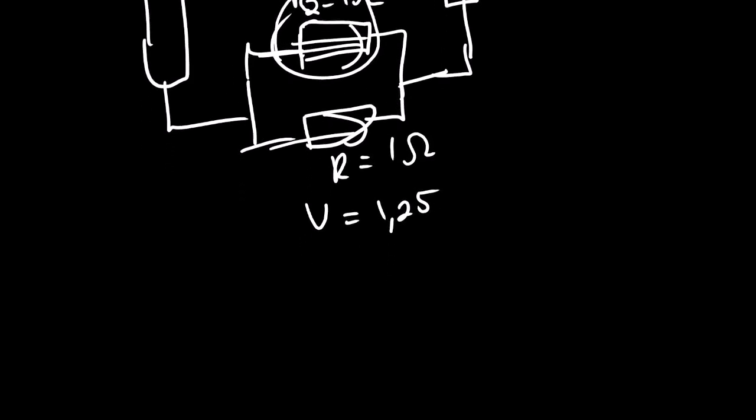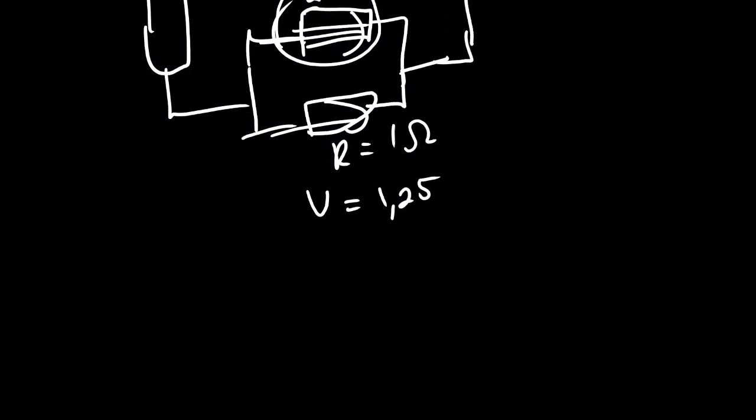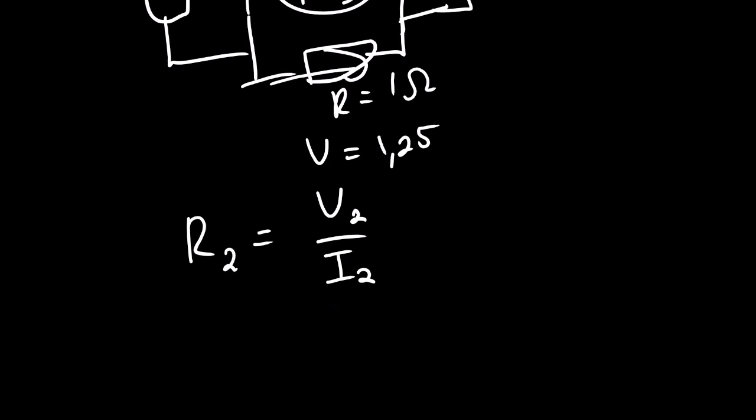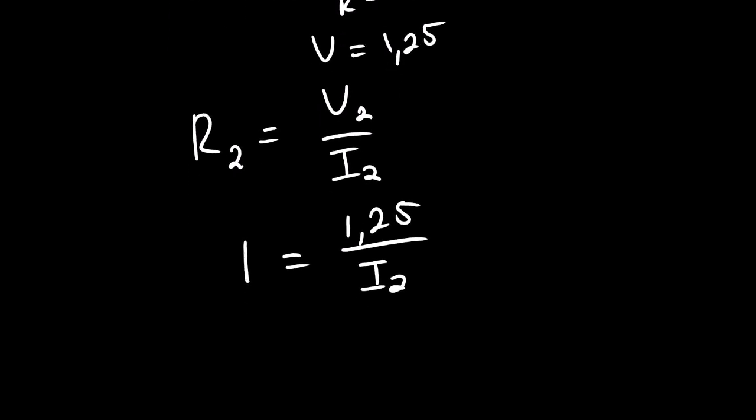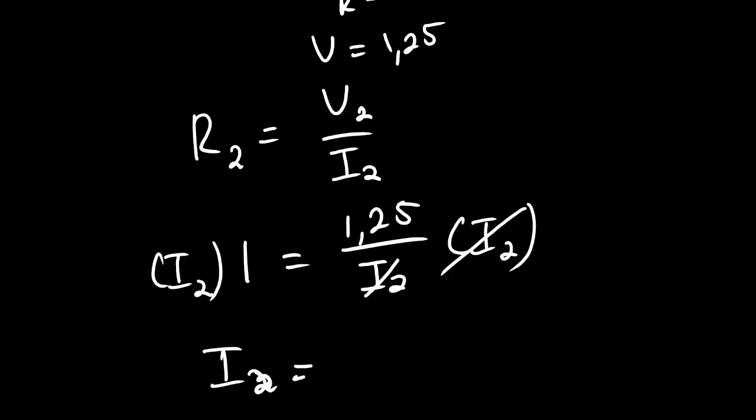So in this case, we can calculate our R2. Actually, the question was saying I2, the current. So we have R2 is equals to V2 over I2. R2 is 1, and then our voltage is 1.25. I2 is I2. Then you multiply both sides by I2. This will get rid of this. And then I2 is equals to 1.25 amps.